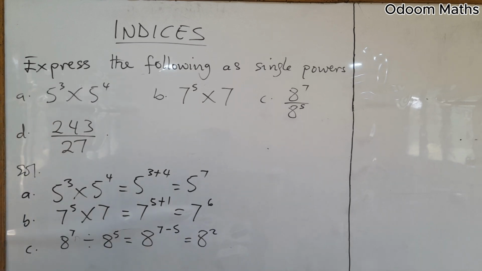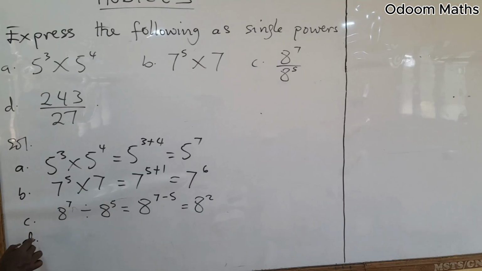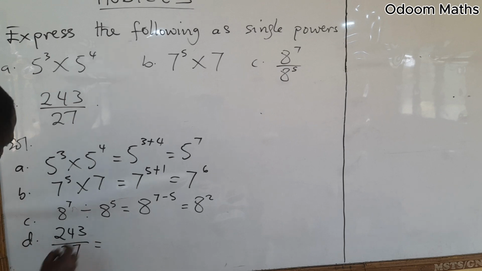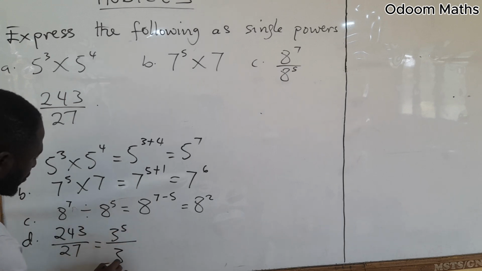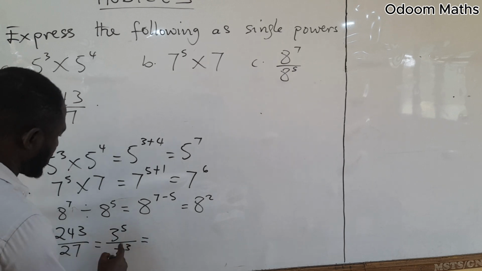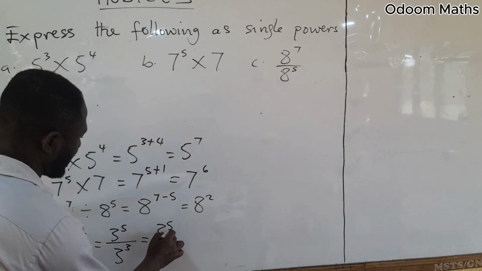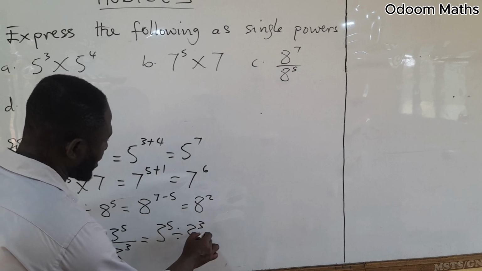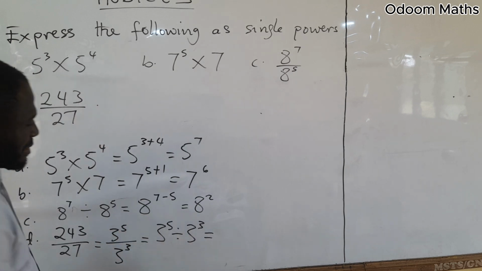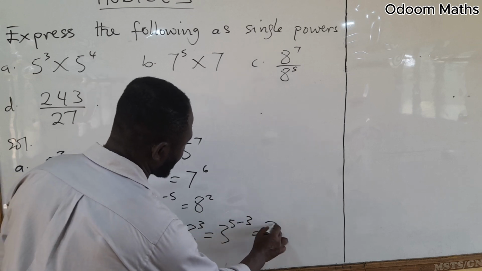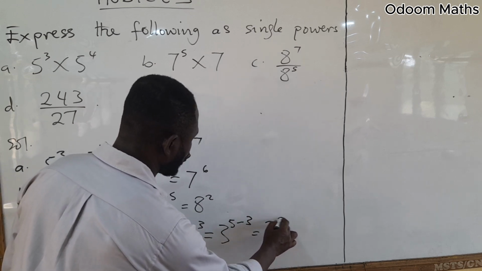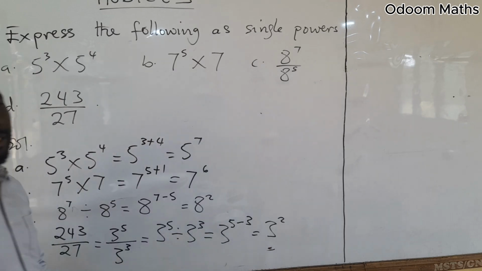Okay. Now, the d, 243 divided by 27. Now, 243 is the same as 3 to the power 5, and then 27 is also 3 to the power 3. So this is like 3 to the power 5 divided by 3 to the power 3, and the second law applies. So that is 3 to the power 5 minus 3, which is 3 to the power 2. Okay, so that becomes the answer to this.